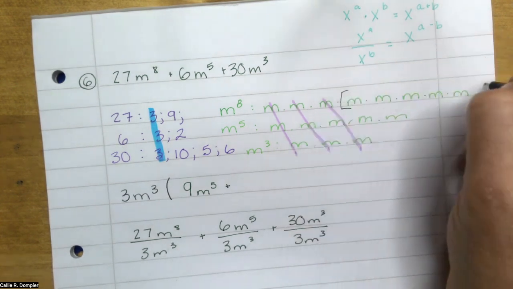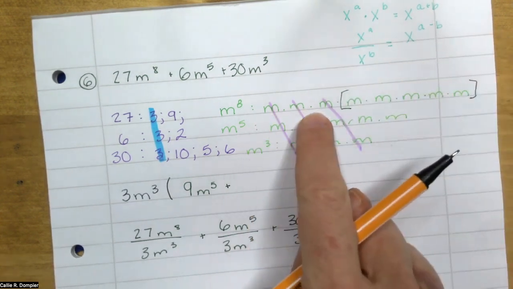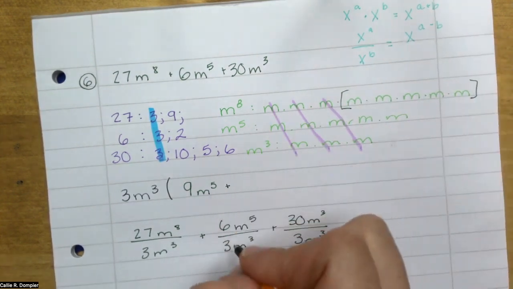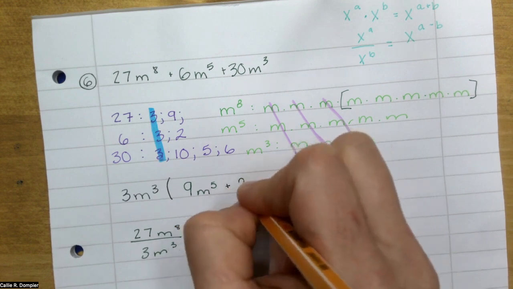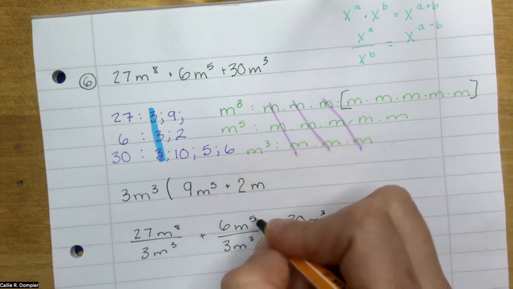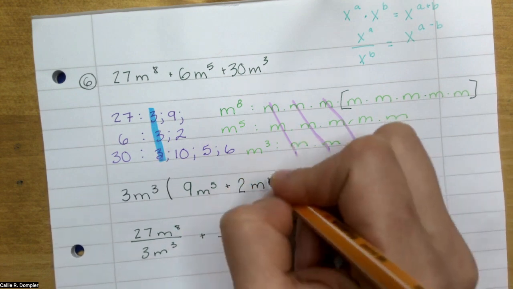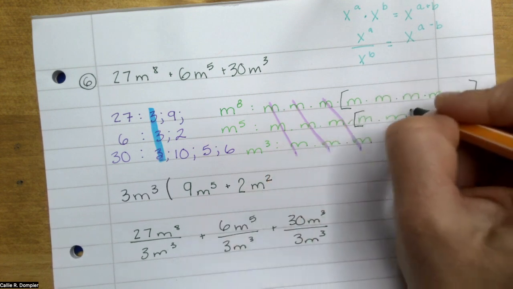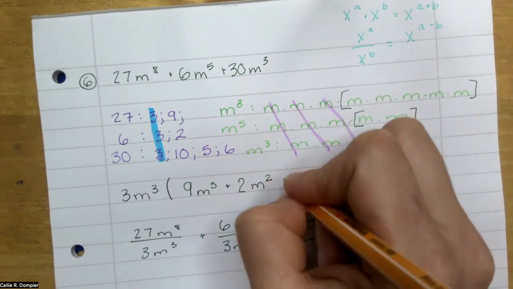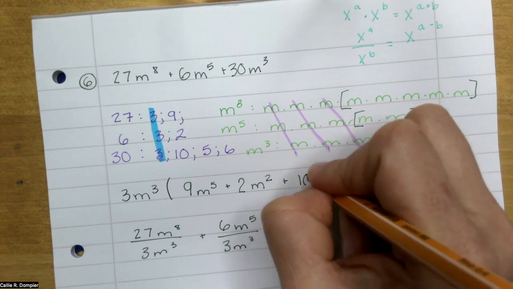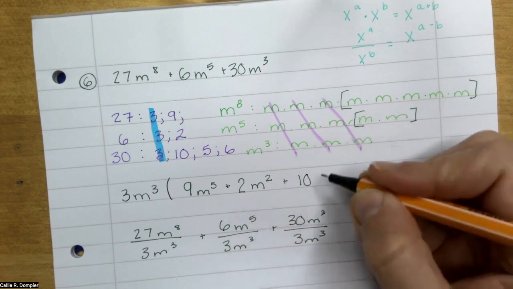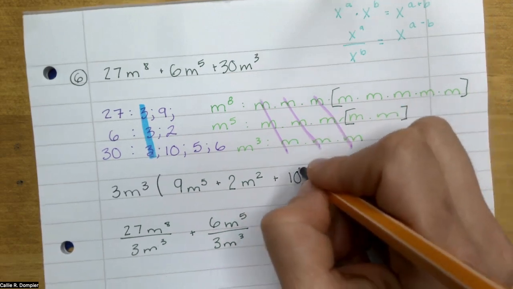Or I knocked out 3 out of the 8. I have 5 left over. 6 divided by 3 is 2. M to the 5th divided by m to the 3rd. 5 minus 3 is 2, or there's 2 left. And 30 divided by 3 is 10. M to the 3rd divided by m to the 3rd doesn't leave me with any m's, so it's done.